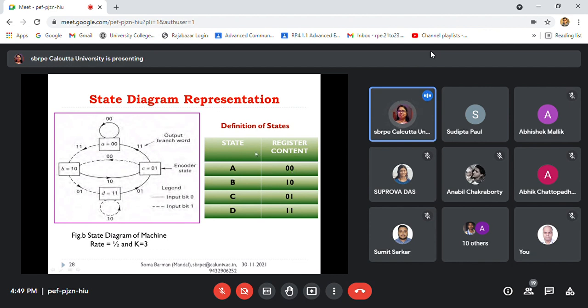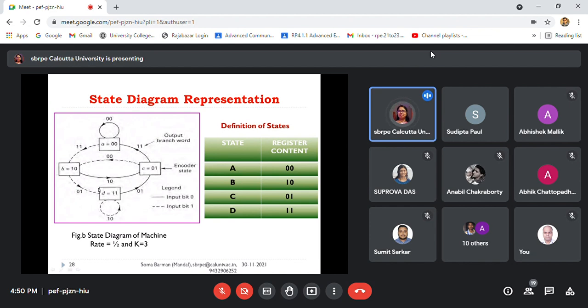So we are defining the states for our example: A is 0, 0. State B we are defining 1, 0. This we have also considered in our tree diagram. State C is defined as 0, 1 and D as 1, 1. These states are also represented in diagram B: state A in the rectangular box, A is 0, 0, B is 1, 0, C is 0, 1 and D is 1, 1.